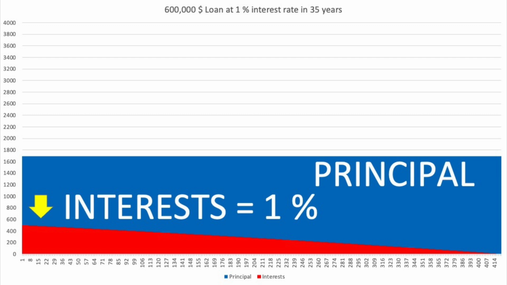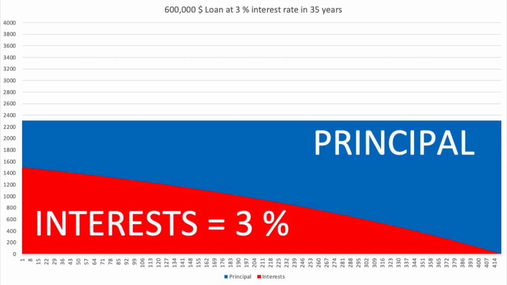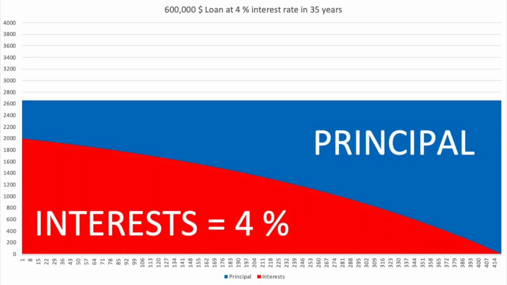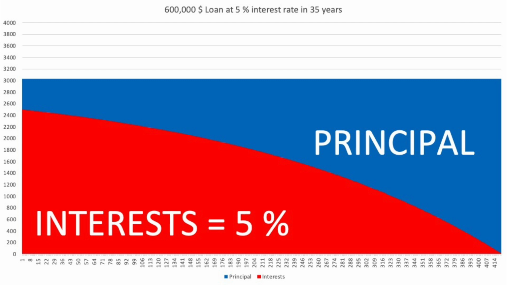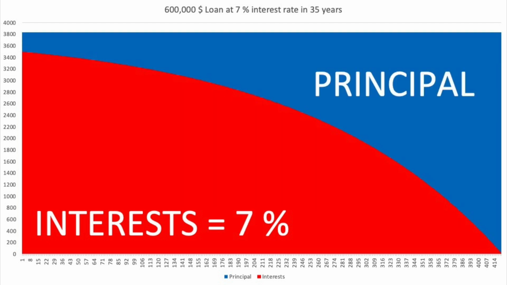in red the interests. Here the 1% scenario. Here 2% scenario. Here 3%. 4%. 5%. Here 6%. Here 7%.